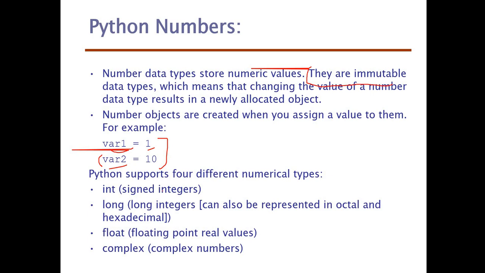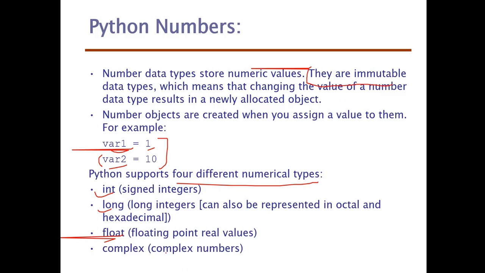So Python supports four different numerical types. First is the integer, that is signed integers. Second is long integer, which can also be represented in octal or hexadecimal numbers. Third one is floating point real values. And fourth one is complex number.